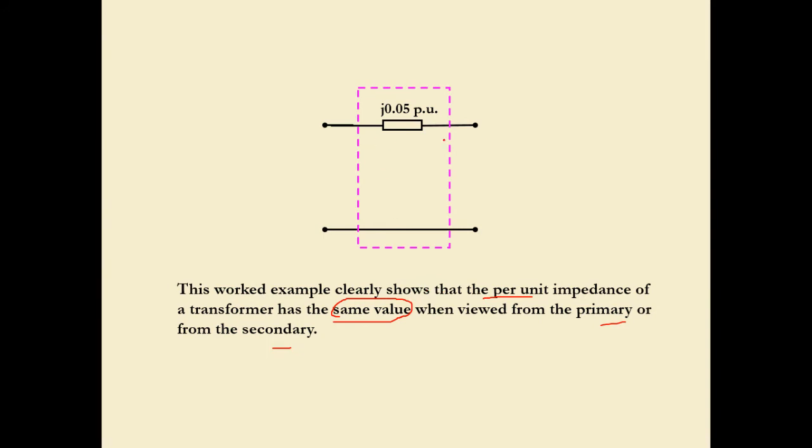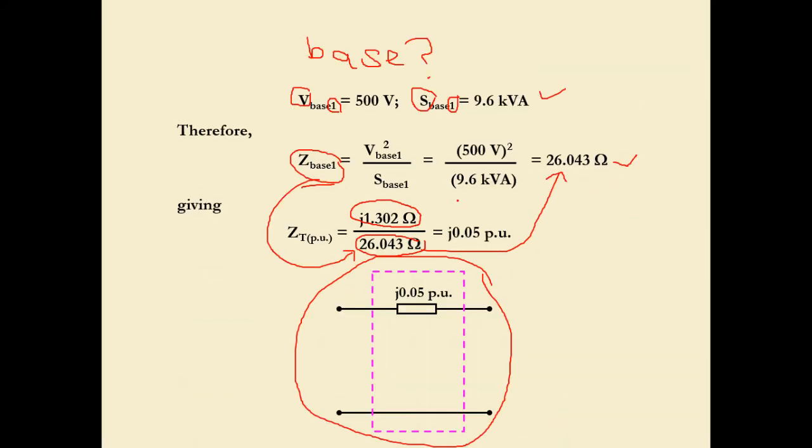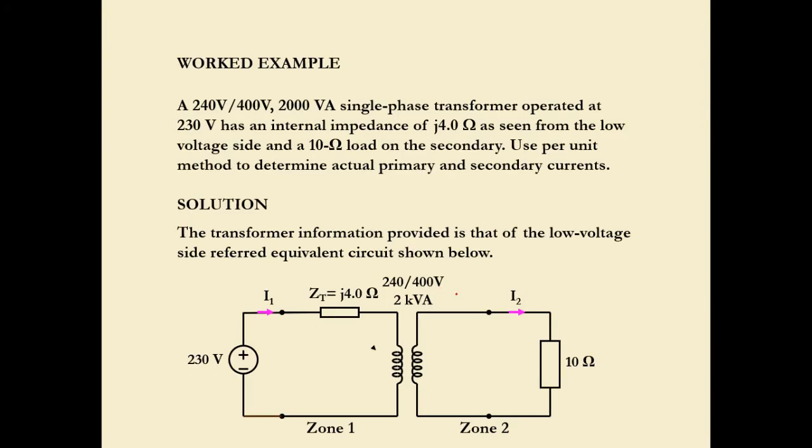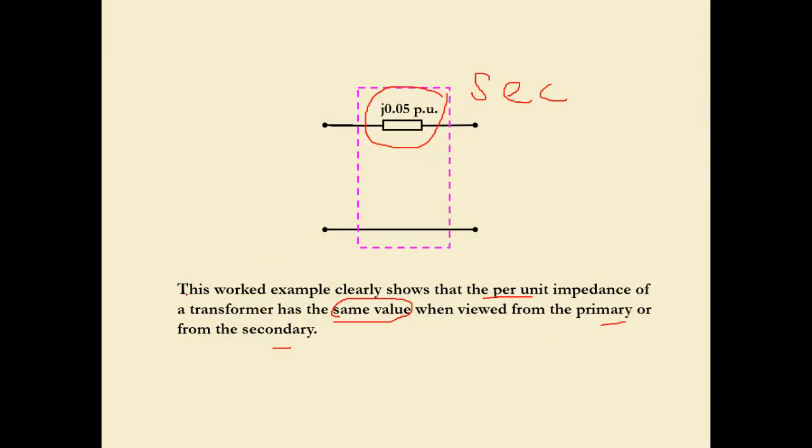So we have seen that this is when we refer to secondary. Okay, so we refer to secondary. So the ZPU gives us a value of 0.05 PU. So what happens if you look back to when we refer to primary? So this is when you view from primary. So primary is still the same value, 0.05. So this is what this note is mentioning about. Okay, so it has the same value when viewed from the primary or secondary. So regardless of where it is being referred, primary or secondary, it still gives the same value of impedance.